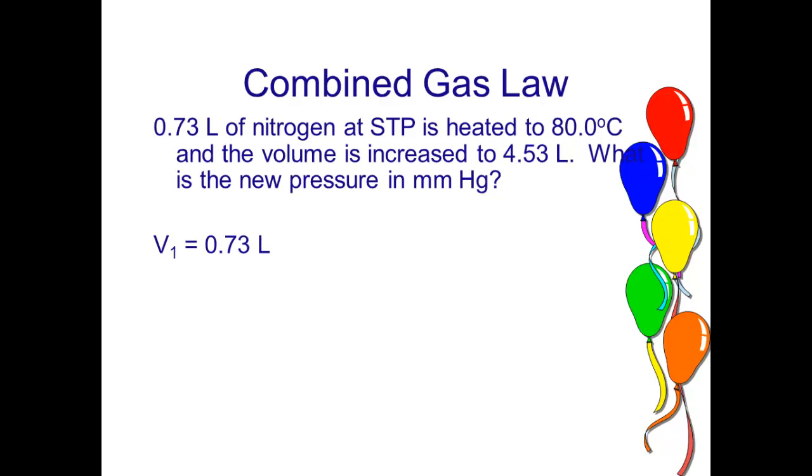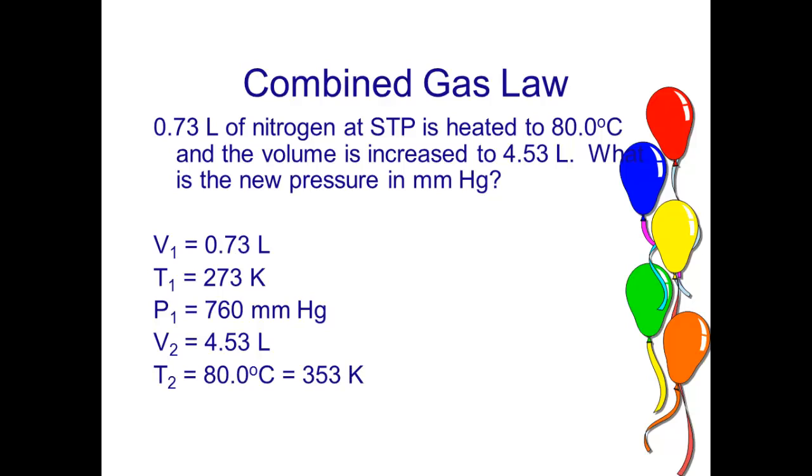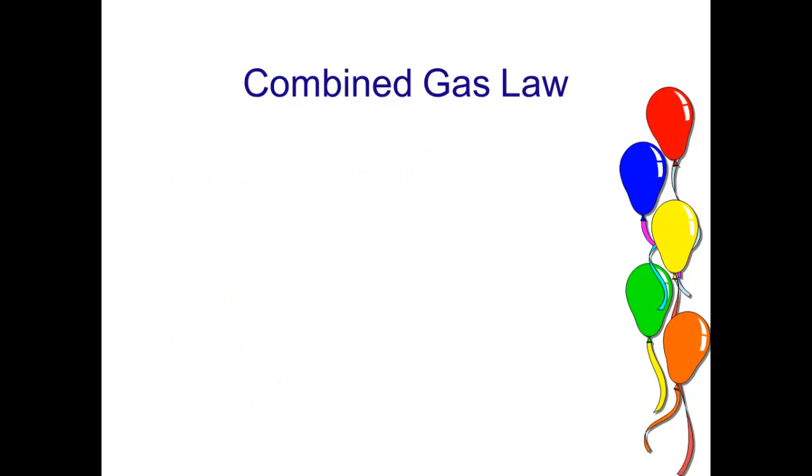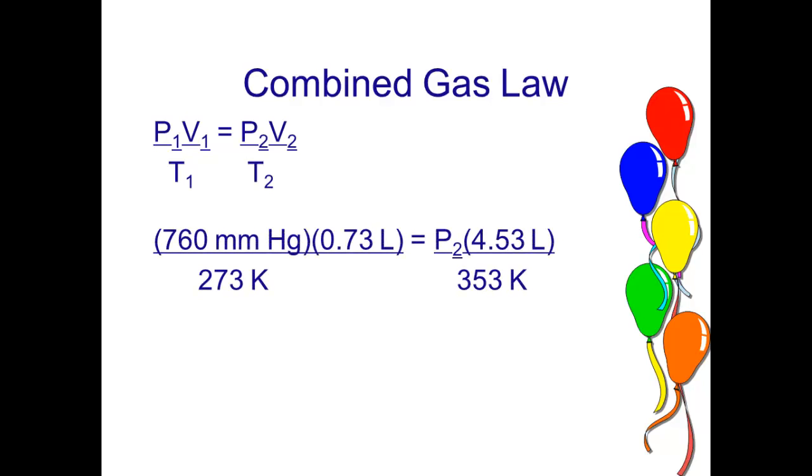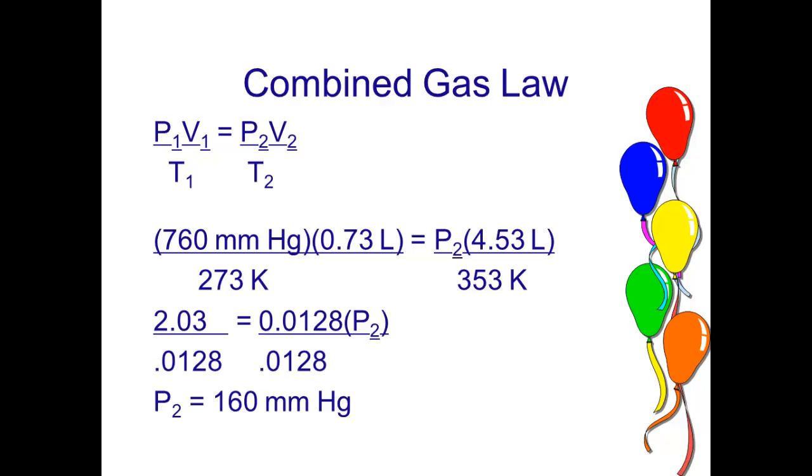to solve this problem. We have the first volume. We know standard temperature is 273 K. We know standard pressure is 760 millimeters of mercury. The second volume is given as 4.53. The second temperature, 80 degrees C or 353 K. And we're solving for the new pressure. Plug the numbers into your equation. Solve for P2 however you like. Check your sig figs.